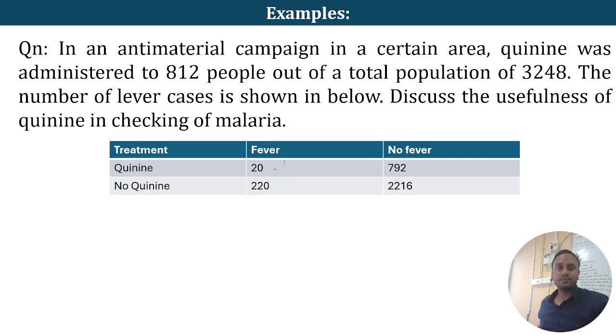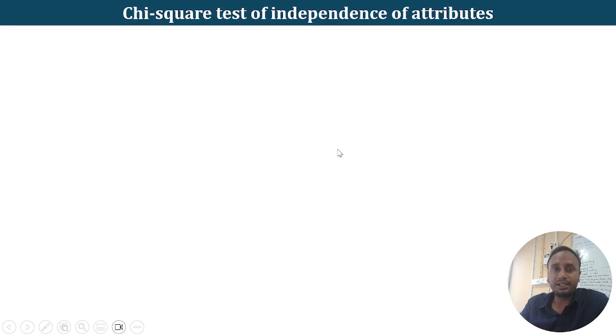We'll take some problem and discuss the usefulness of quinine in checking malaria. Before that, we'll check the chi-square test. We'll check with the chi-square test for the independence of attributes. Can anyone tell?